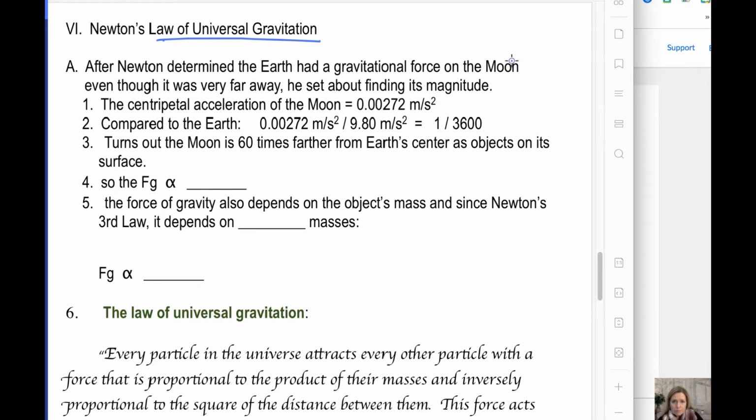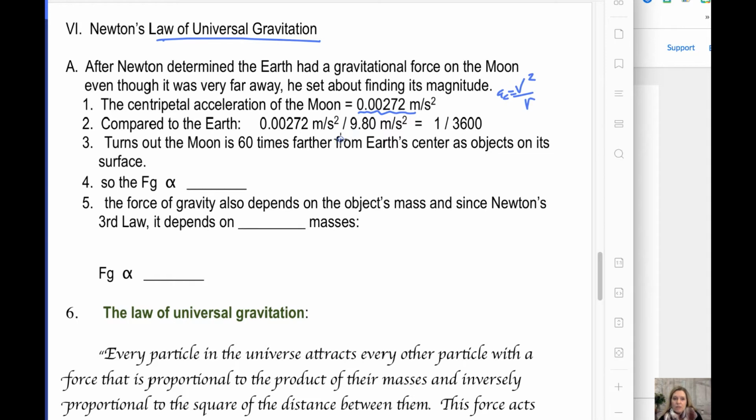Reset myself. All right, so we remember, a_c equals v squared over r. And so if he knows about how far the moon is from the Earth and went through the whole 2 pi r over T, knows how long it takes the moon to orbit the Earth and all that, he found out this number. So he found out the centripetal acceleration of the moon around the Earth.